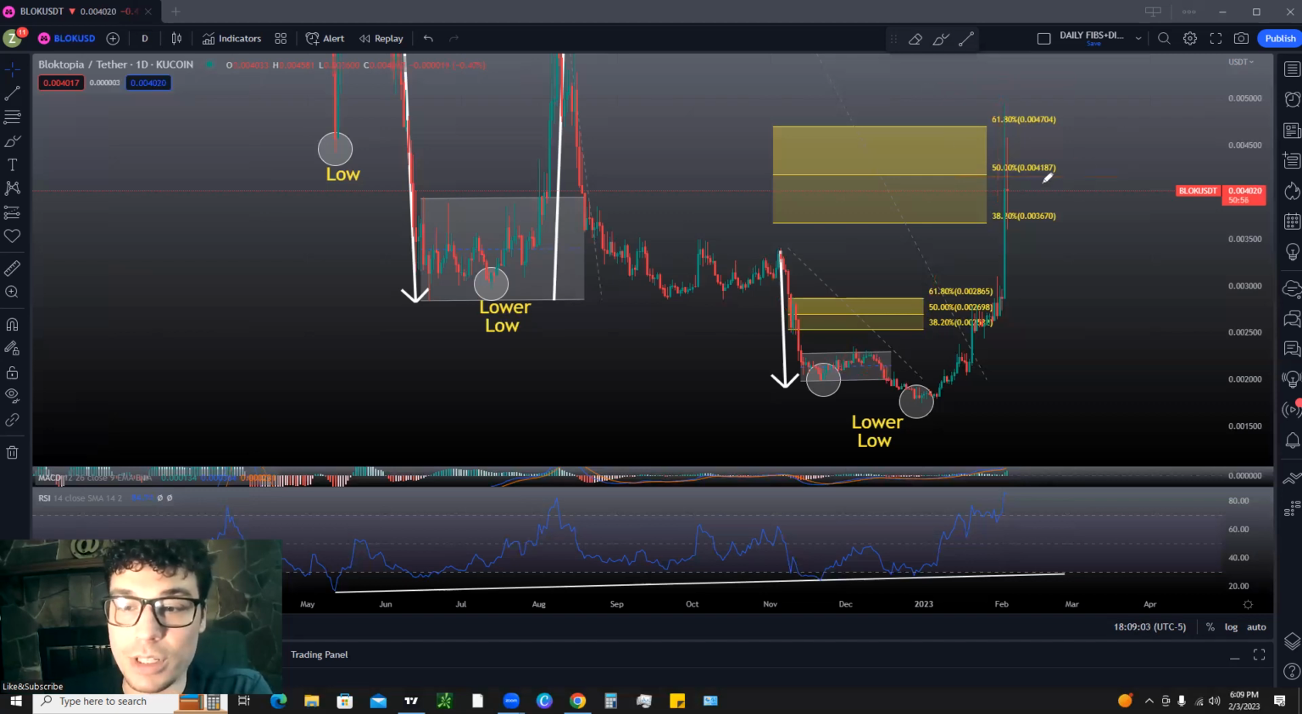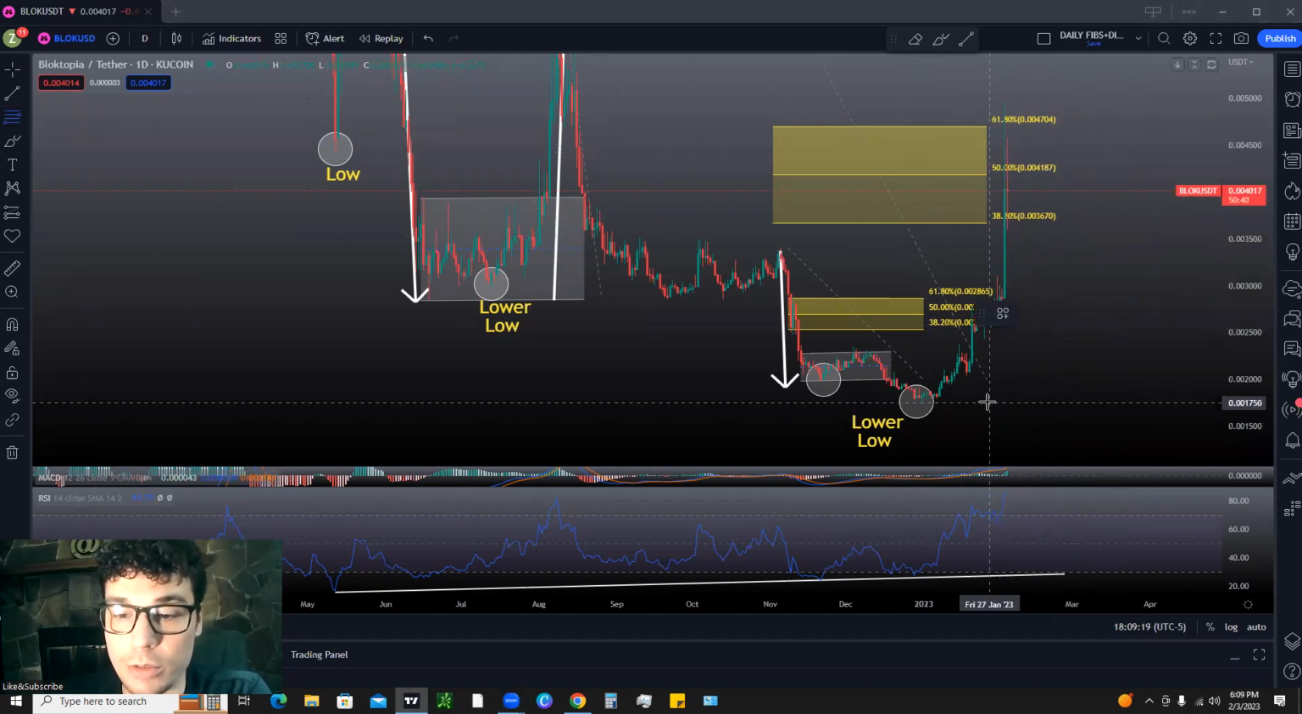So those are going to be our major resistance levels we need to watch out for. We need to be cautious of in case of a rejection, and we could end up ultimately starting this downtrend back again. Now, the fib levels not only work for resistance, but also for support.